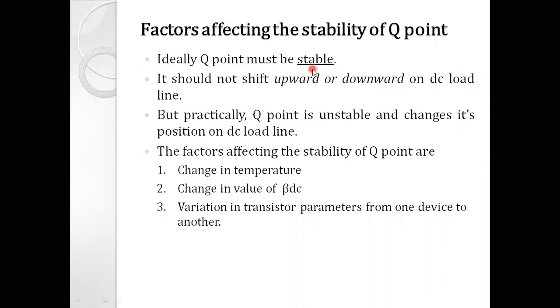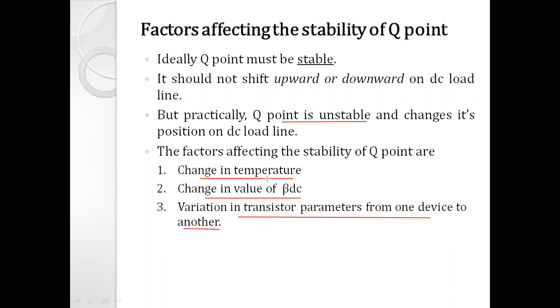Ideally, the Q point must be stable. As I said, it should not shift upward or downward on the DC load line continuously, but practically the Q point is unstable. There is always upward or downward movement of the operating point over the DC load line because of certain factors. And what are those factors? The factors which affect the stability of the operating point are, the first one, change in temperature. Second, change in the value of beta DC of the transistor. And the last one, variation in the transistor parameters from one device to another device.